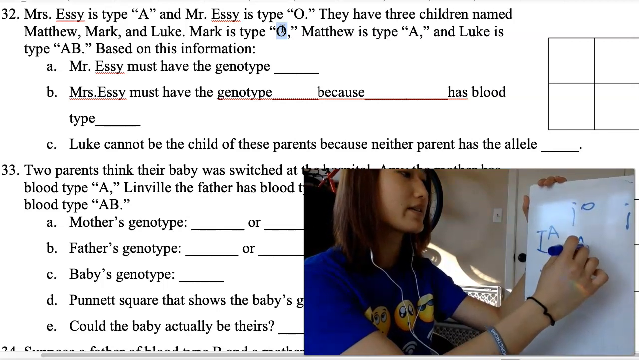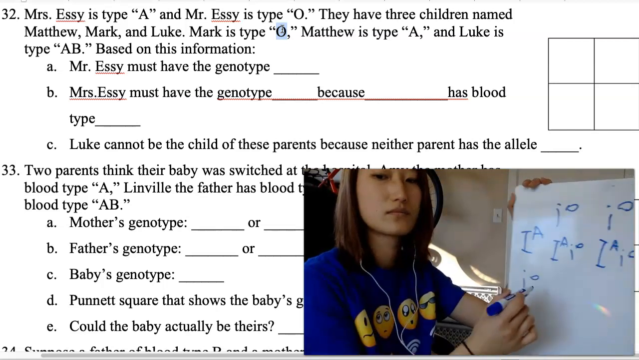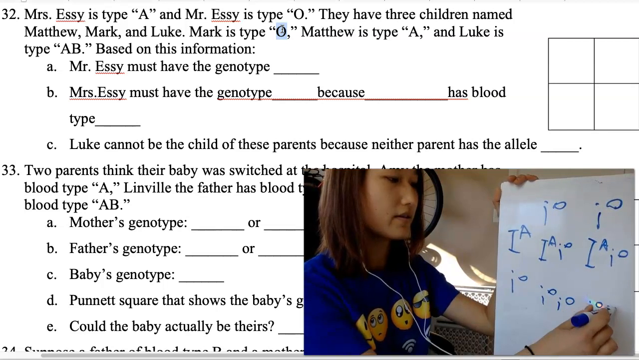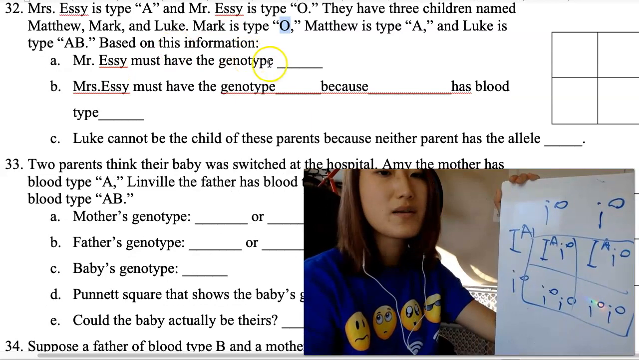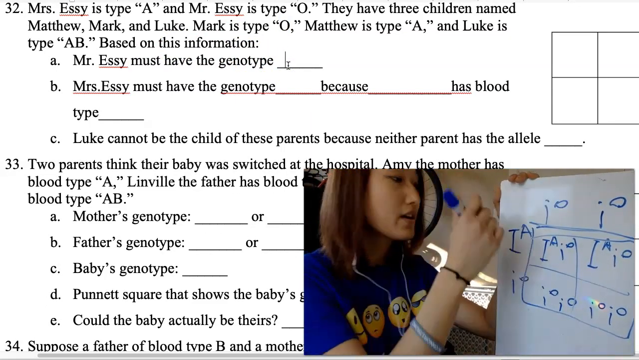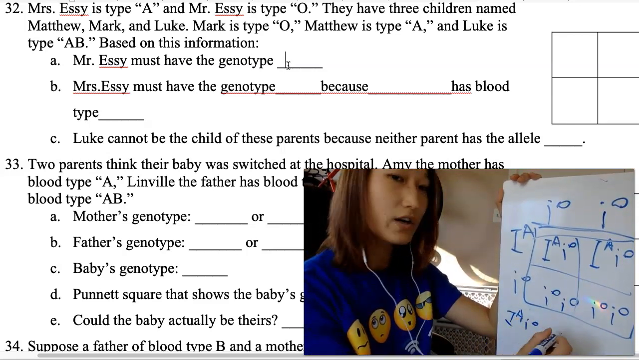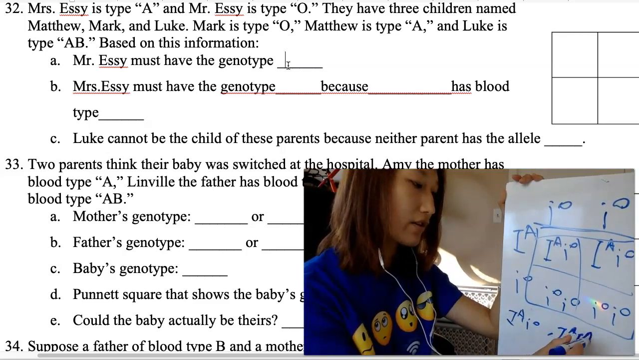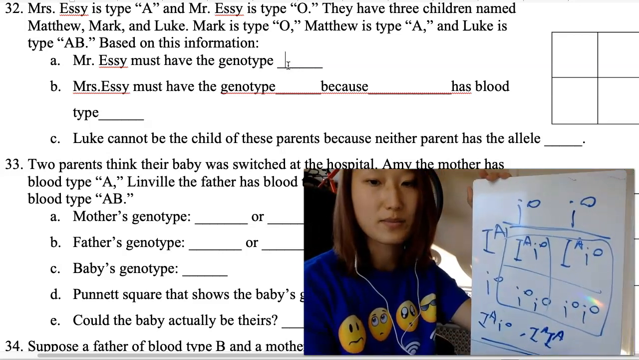So what you'll end up with in a Punnett square, right here, is this, right? So these are your 4 possibilities. So then you look at the question, Mrs. Essie has to be this, right? Mrs. Essie could have big I, A, little I-O, or it could be this, or she could be this, right? You could be homozygous or heterozygous if you have blood type A, because there are 2 possibilities.